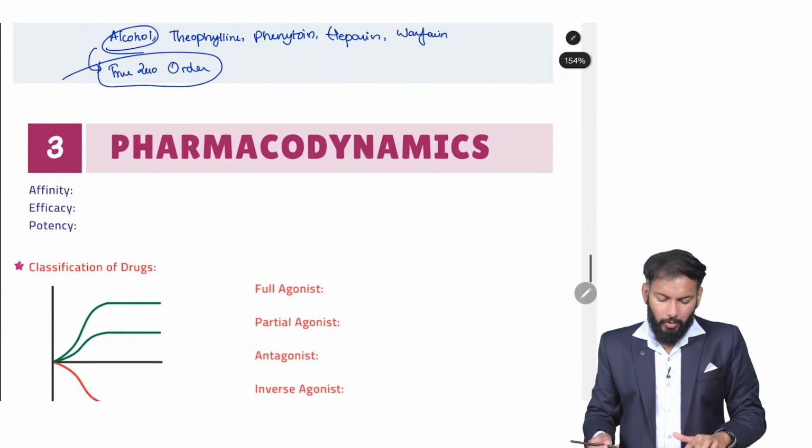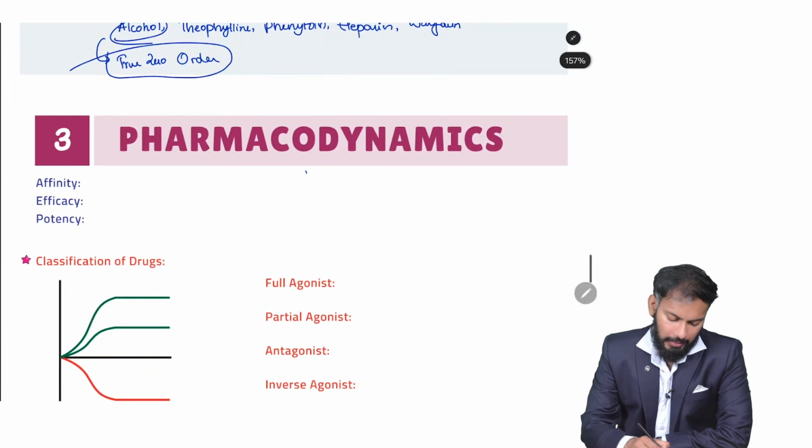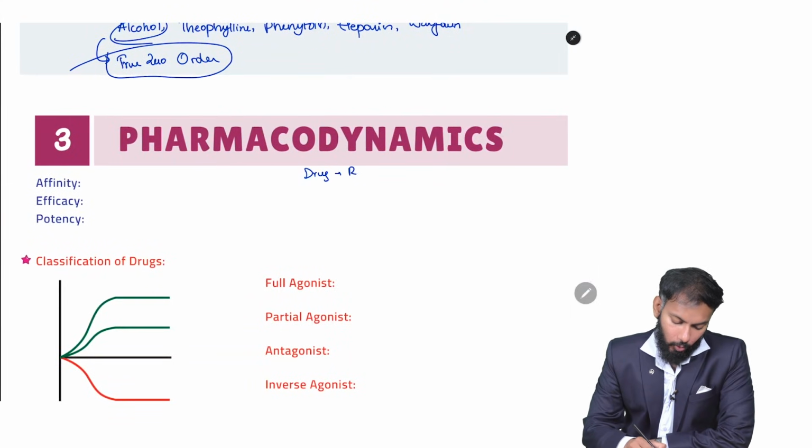Now, coming to pharmacodynamics, I already told you the drug is binding to a receptor to cause effect. That is what is pharmacodynamics.